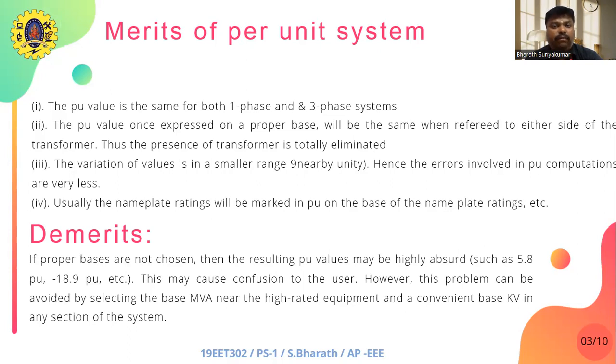We have a small trick for selecting the proper base, so that this problem can be avoided. That is by selecting the base MVA near a high rated equipment. Out of the total system, see which equipment has the highest rating; if you select that, the base MVA will be easy and convenient. When it comes to kV, you can select the kV of any part of the system. So these are the various merits and demerits of a per unit system. The demerits also have a method to improve, so you can use it.